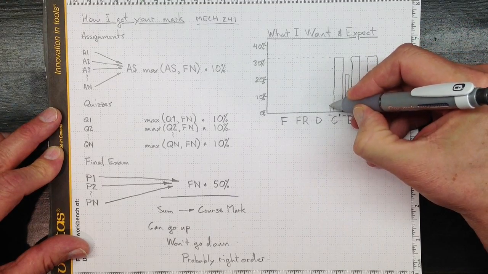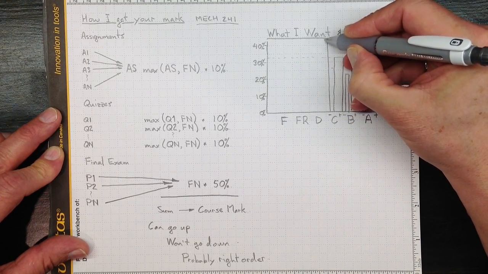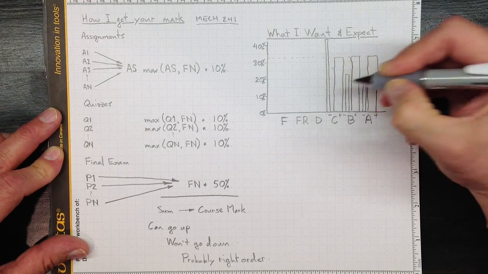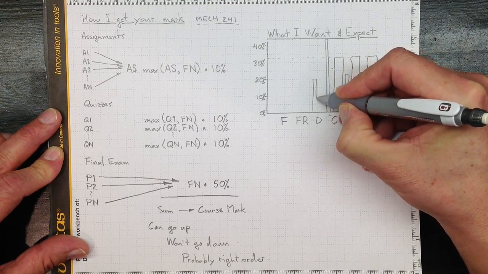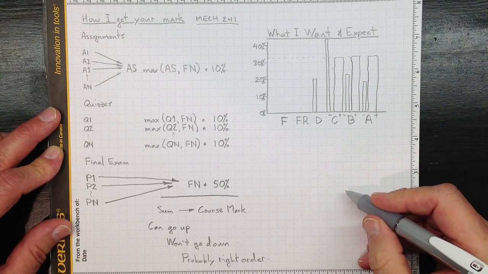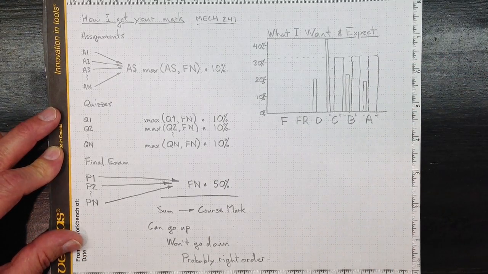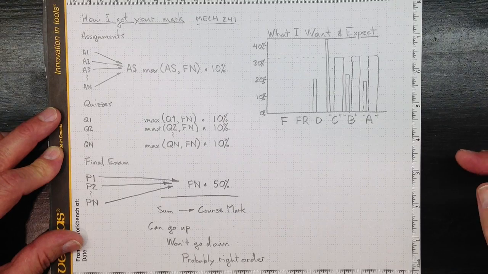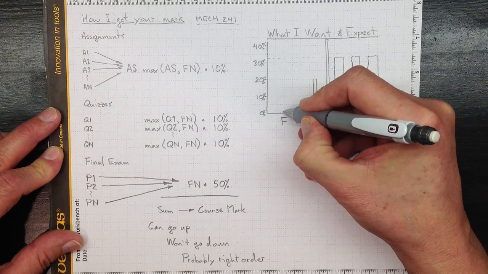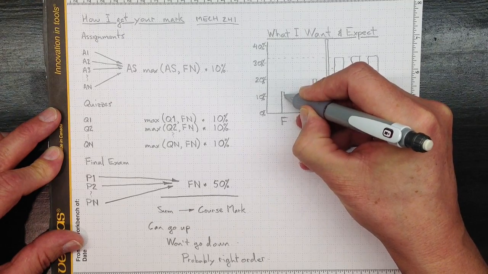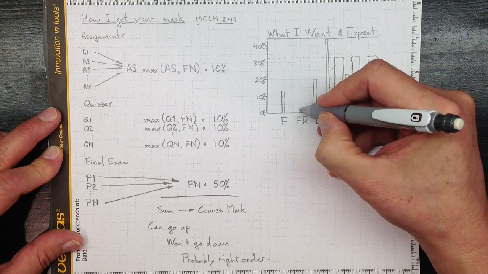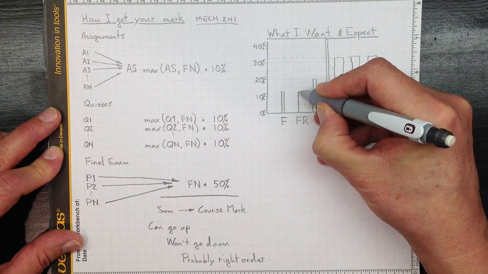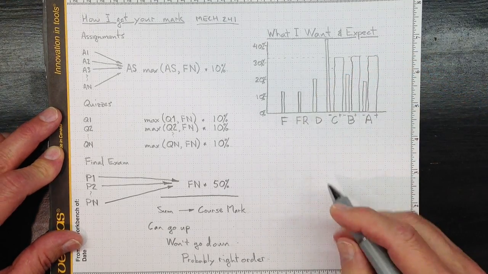What I expect to see is I'll see a lot of people with C's and still a reasonable number with D's. There are going to be some people who either just didn't get the course or who had a really bad day on the final, and they're going to wind up down here with F's, really low F's, or they might be here in the FR category, which allows you to write the supplemental exam.